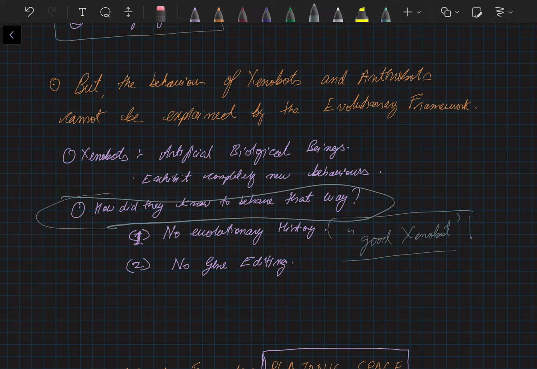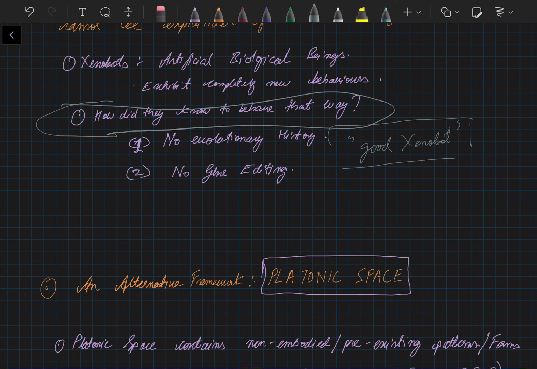So now the question is, if these behaviors were not, number one, shaped naturally via evolution and natural selection, and number two, nor artificially programmed through gene editing, where did this behavior come from? This is where the concept of Platonic space comes in. So now we're going to cover the topic of Platonic space.